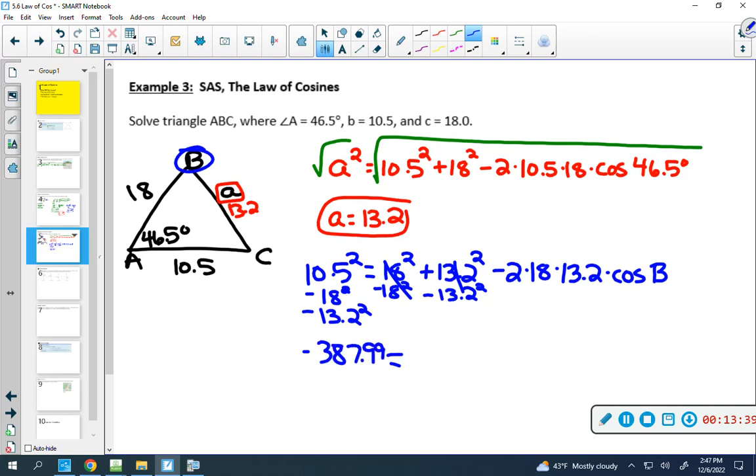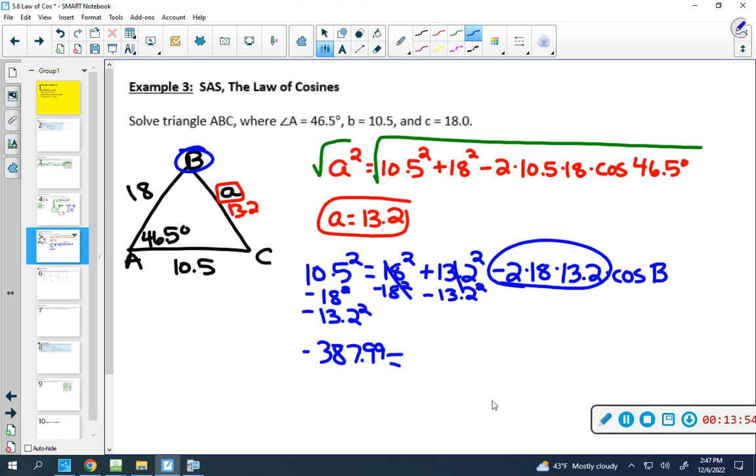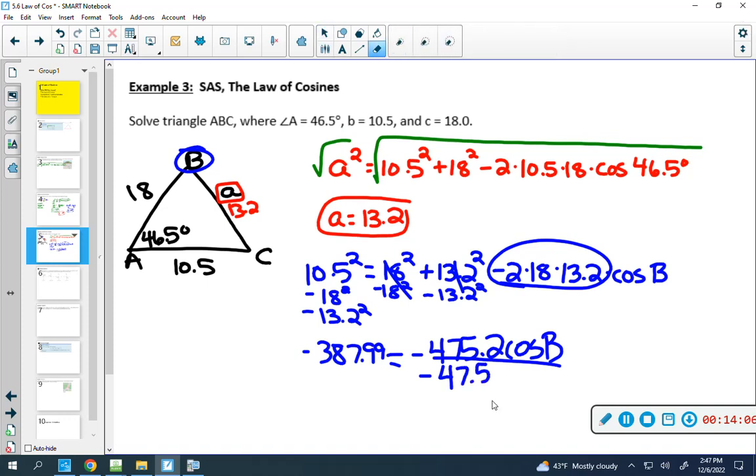And then I'm going to type in this part. I know 2 times 18, but I don't know times 13.2. Negative 2 times 18 times the 13.2. Got it, negative 475.2. Cos of B. And then, of course, you divide this off and hit your second cos. Oh, man, I can't write and talk. 475.2. Okay, punch it in. Second cos.